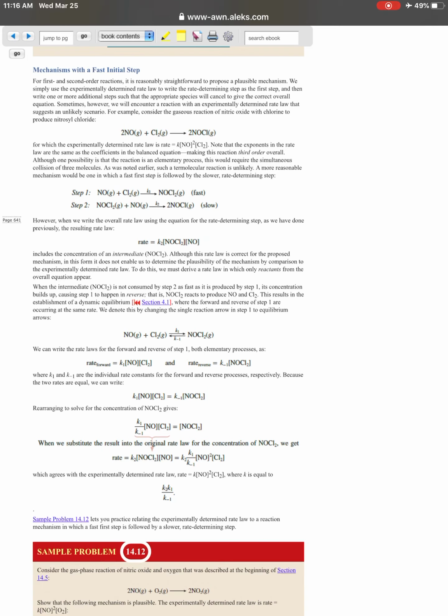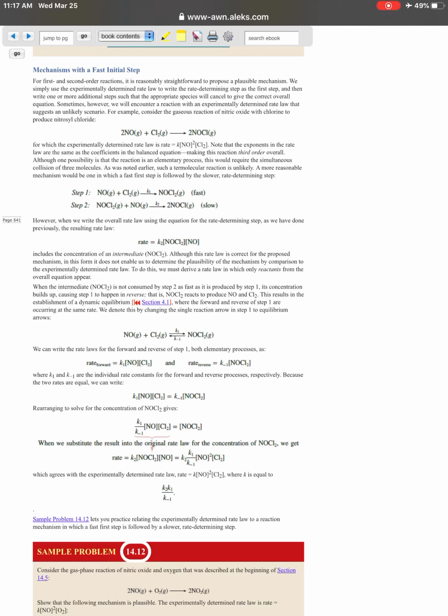Mechanisms with a fast initial step. For first and second order reactions, it is reasonably straightforward to propose a plausible mechanism. We simply use the experimentally determined rate law to write the rate determining step as the first step, and then write one or more additional steps such that the appropriate species will cancel to give the correct overall equation. Sometimes, however, we will encounter a reaction with an experimentally determined rate law that suggests an unlikely scenario.